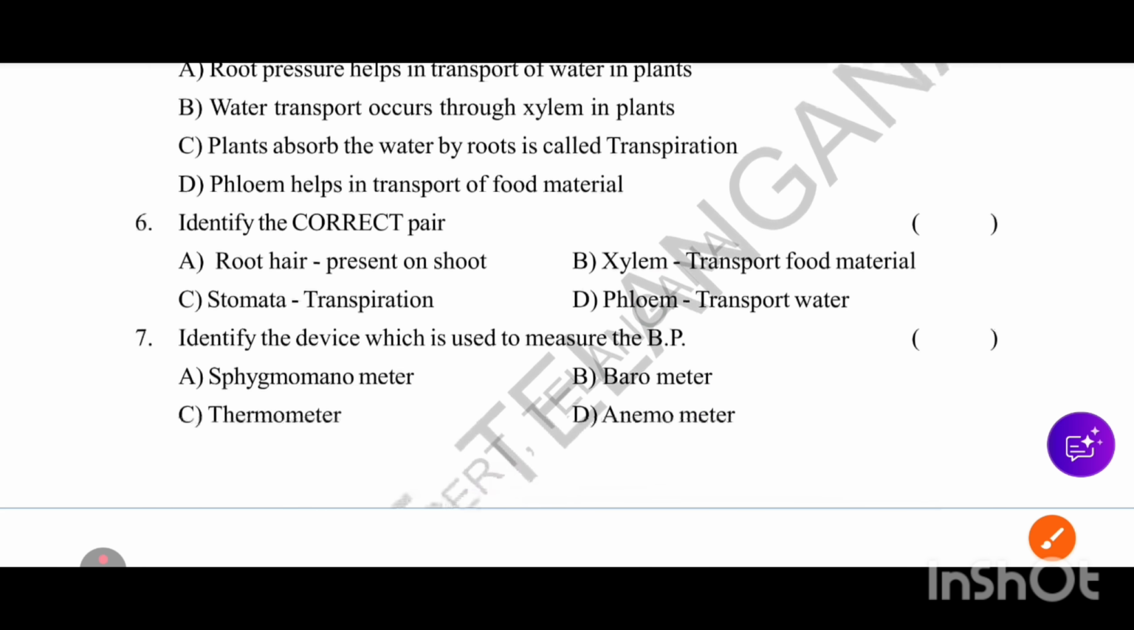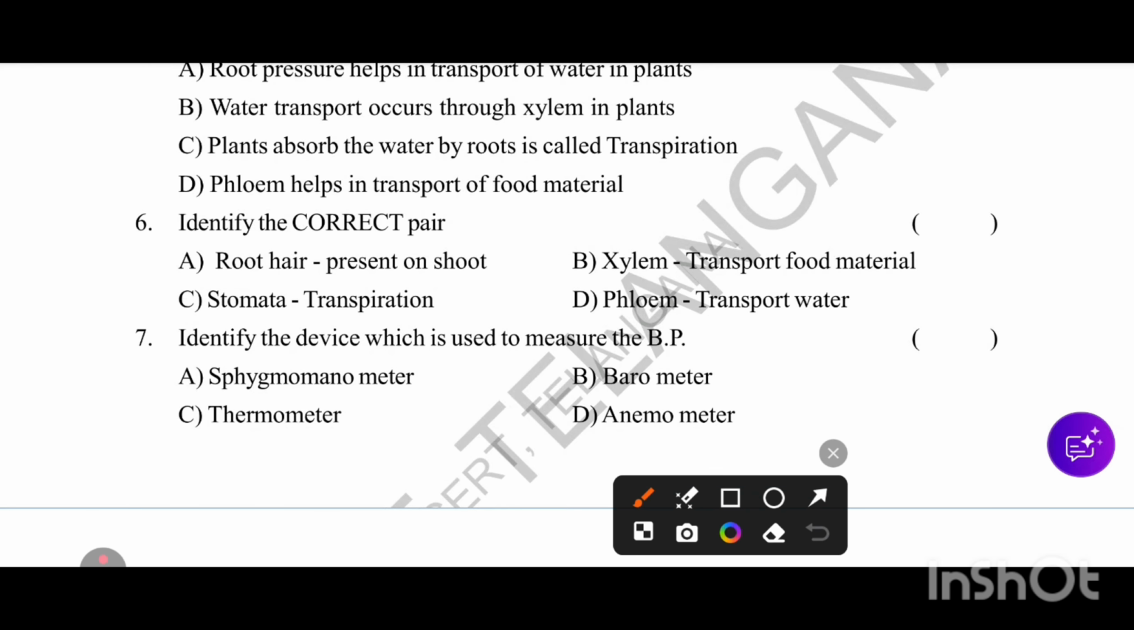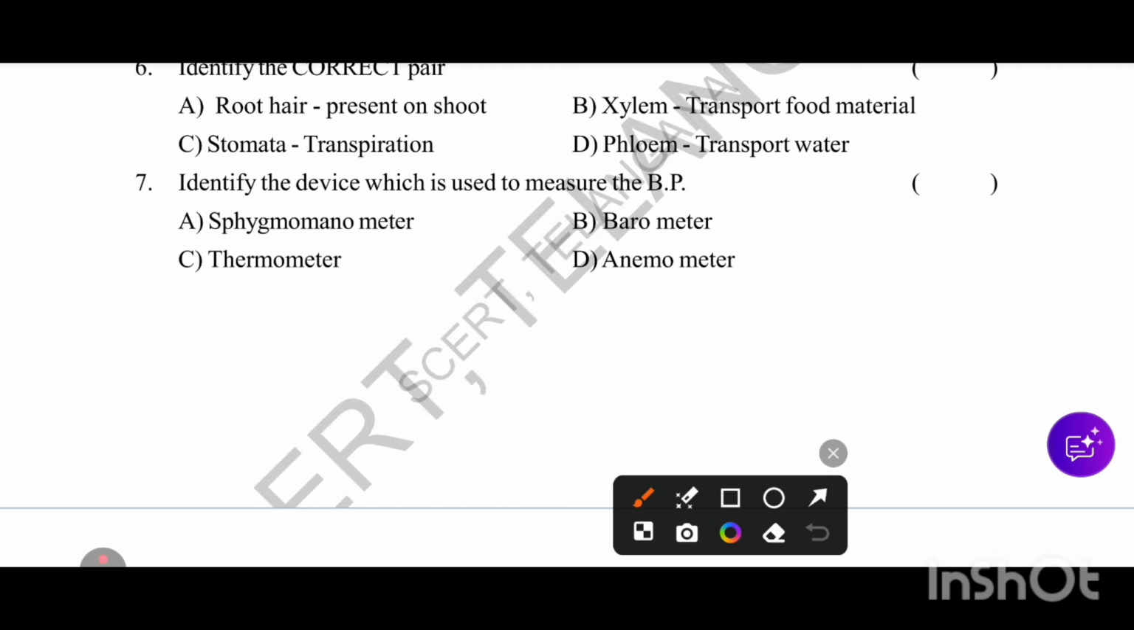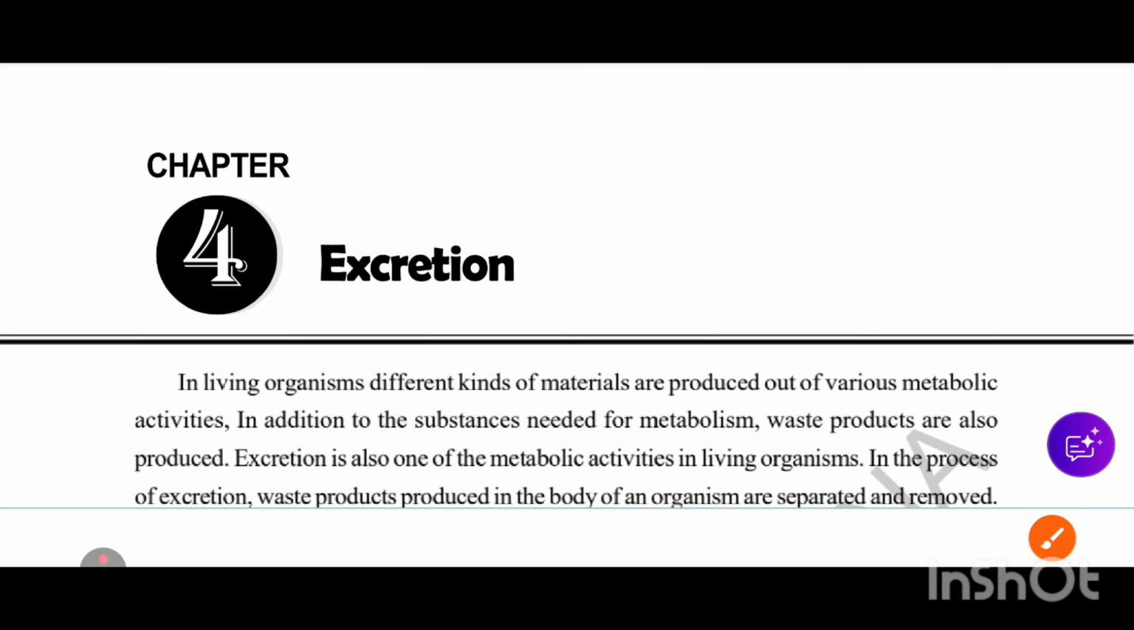Next, identify the correct pair. In the sixth question, the correct pair is stomata is useful for transpiration. Remaining all are incorrect pairs. Root hair present in shoot, wrong. Xylem transports food material, wrong. Phloem transports water, wrong. The correct answer for the sixth is C, stomata transpiration. And the seventh question is, identify the device which is used to measure BP, that is sphygmomanometer. The right option for the seventh question is A. I hope you understood all these bit parts of the third chapter.